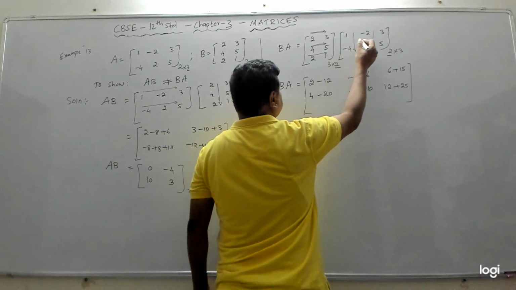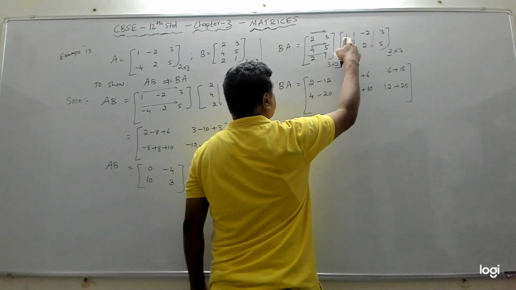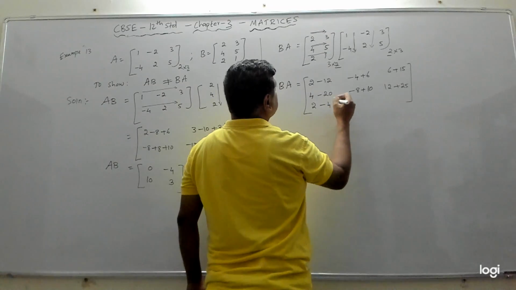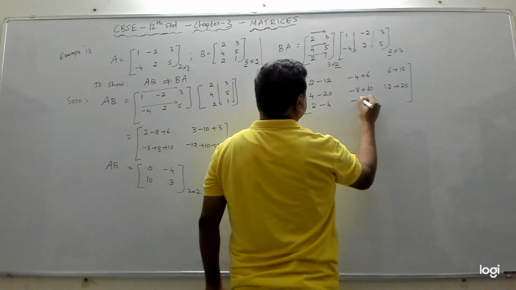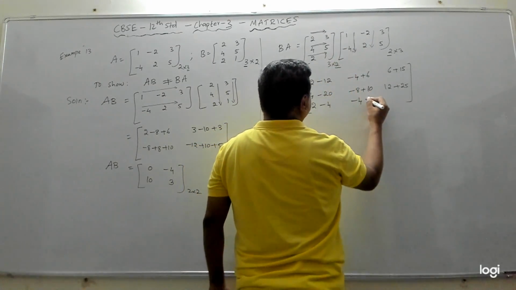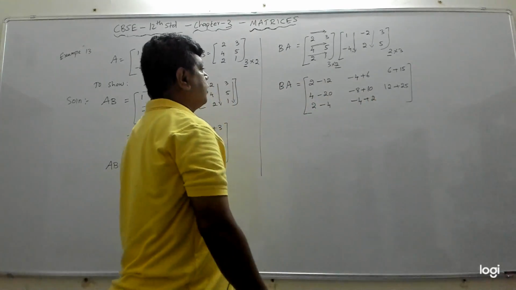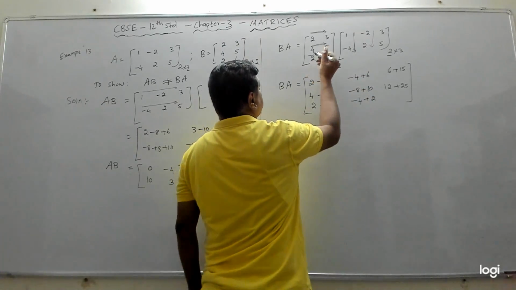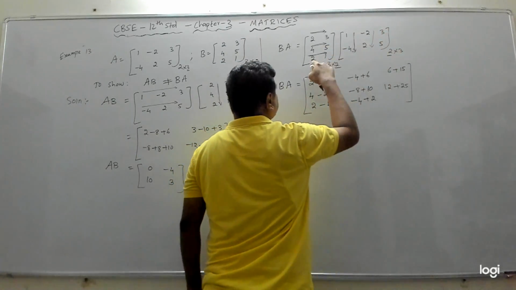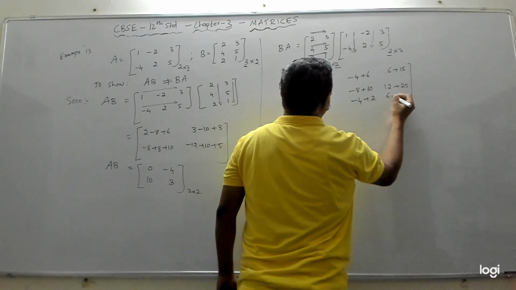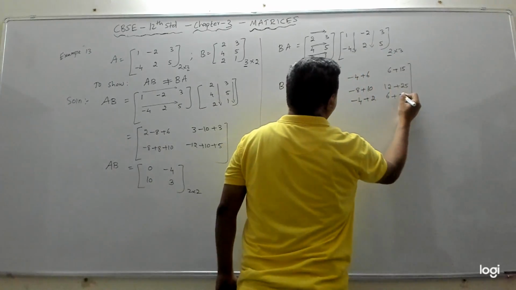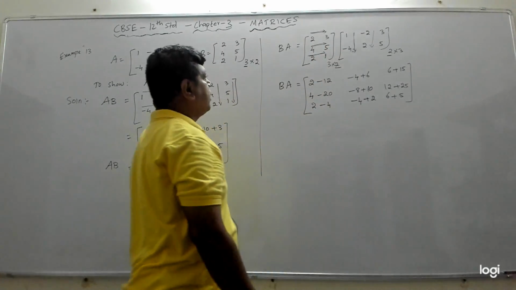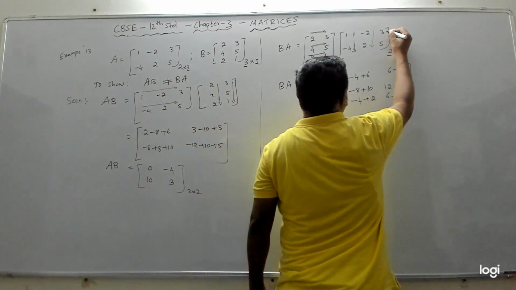In third row with the first column, which means 2 into 1, 2. Then 1 into minus 4 is minus 4. Then 2 into minus 2 is minus 4, plus 1 into 2 is 2. Right? Third row with the second column. Then third row with the third column, which is 2 into 3, 6, plus 1 into 5 is 5. Fine.